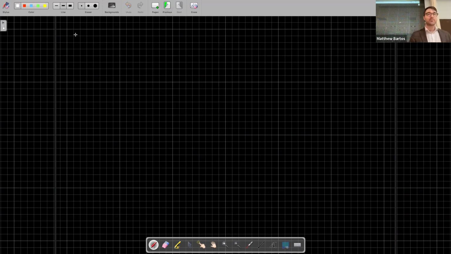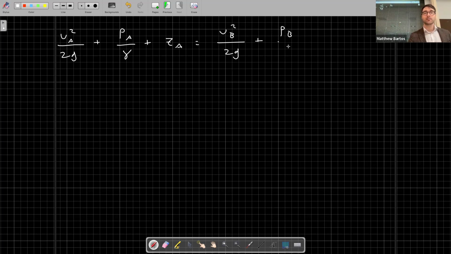So we have that if we apply our energy balance between A and B, we have UA squared over 2G plus PA over gamma plus ZA is equal to UB squared over 2G plus PB over gamma plus ZB. Am I missing anything? Plus the head loss from A to B.